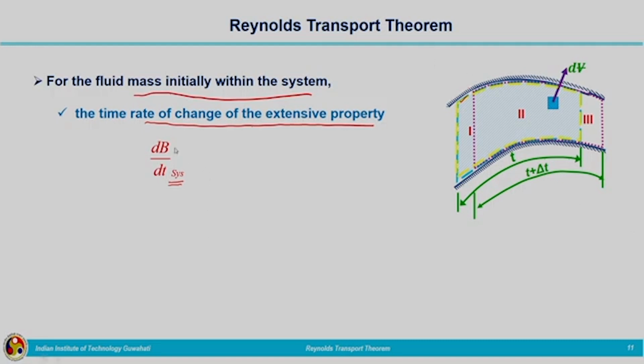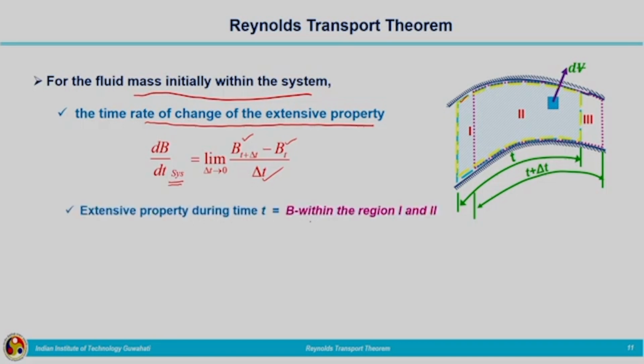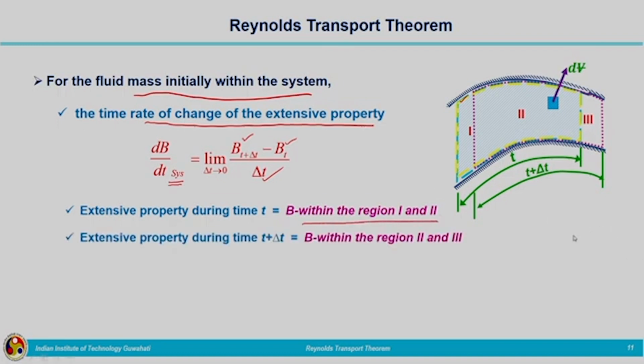So here we are going to write dB by dt for the system. You can see at time t it was occupying regions 1 and 2, and when time changed from t to t plus delta t, it was occupying regions 2 and 3. So we can write the expression for the time rate of change of extensive property corresponding to the system as limit delta t tends to 0, B at t plus delta t minus B at t, divided by delta t. That is, the extensive property of the fluid within the system at time t plus delta t minus the same property within the system at time t, divided by the time delta t. The extensive property at time t is B within regions 1 and 2, and at t plus delta t the corresponding quantity is within regions 2 and 3.